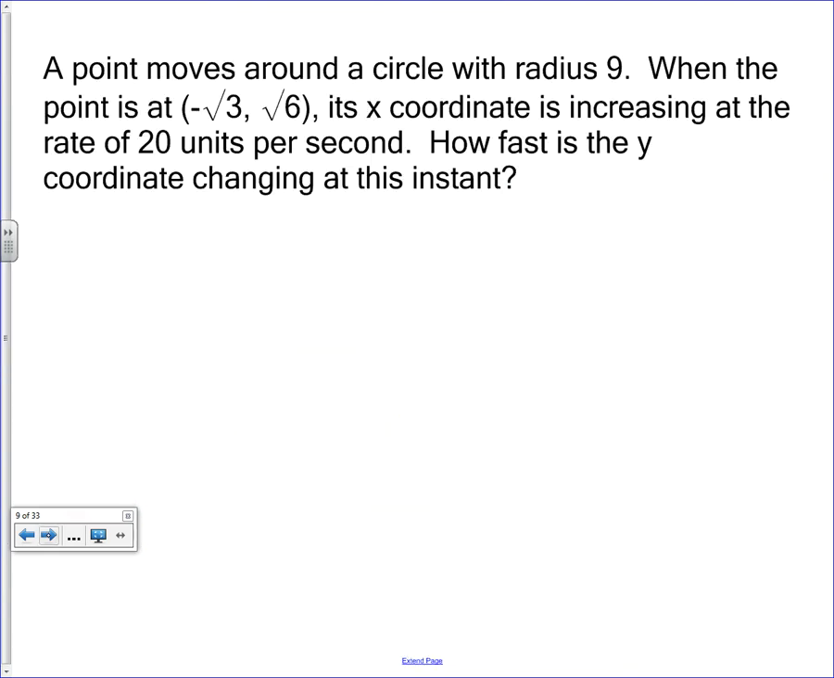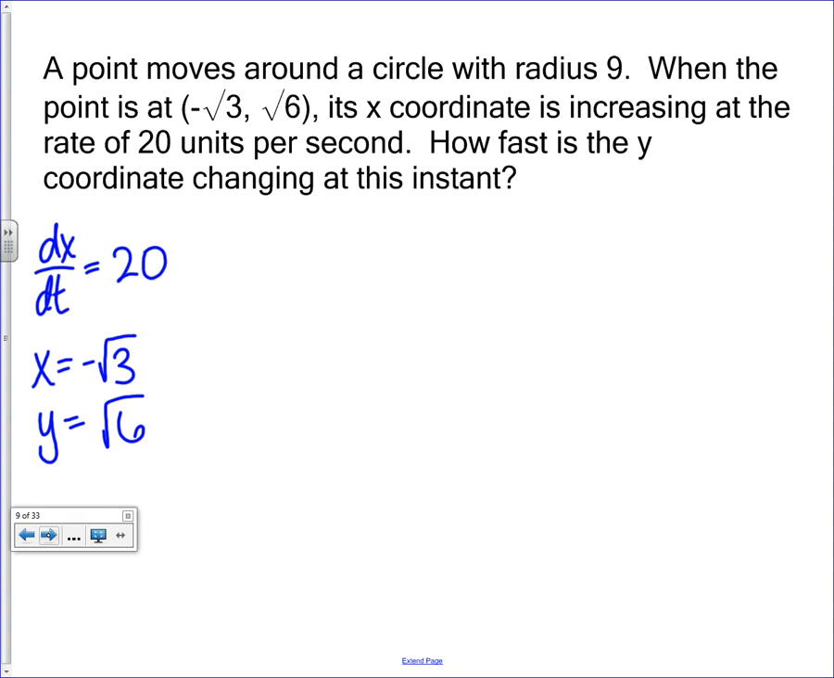I have a point that moves around a circle with a radius 9. When the point is at the negative square root of 3, comma, square root of 6, its x-coordinate is increasing at the rate of 20 units per second. So that tells me right there, dx dt is 20 units per second. I also know that my x is this and my y is that from the point given.